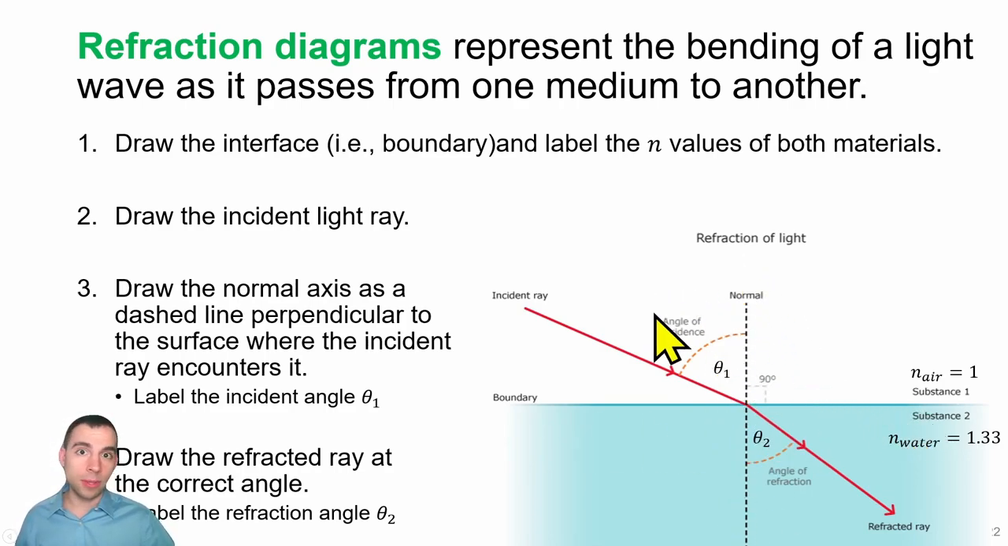Then you want to label this angle of incidence here, and you can give it a number if you have a specific number for the problem. And then you can use the law of refraction to calculate what the refraction angle will be, and you can draw the refracted ray as your last step entering into the new material. Remember to label your refraction angle theta 2 with a number as well if you have one for that problem.